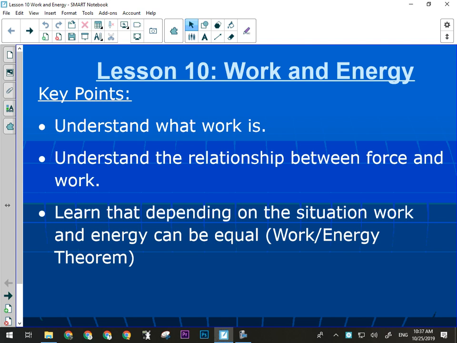Momentum and energy is your first unit in physics 30. There's a ton of work energy theorem stuff in that as well. So work energy theorem is kind of this overarching concept that just keeps popping up in lots of different topics within high school physics. So, first thing we have to understand is what work is.